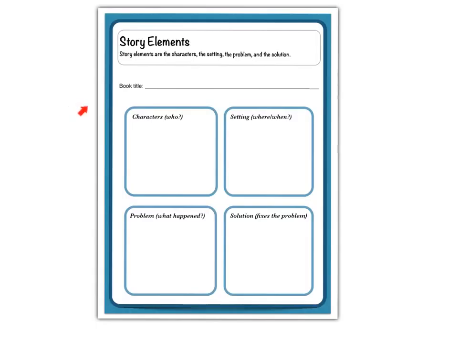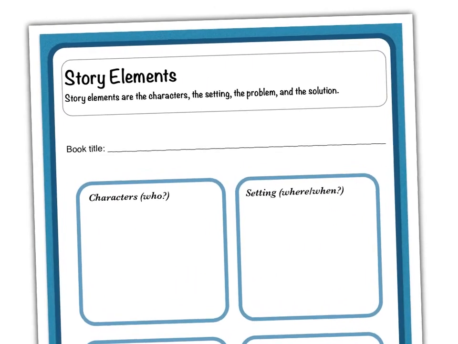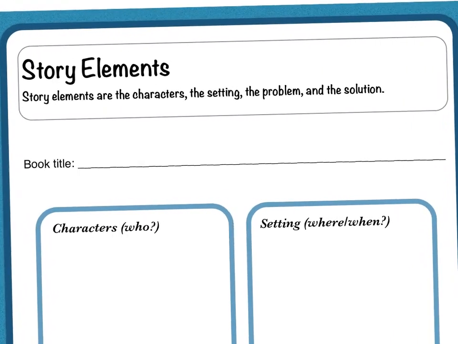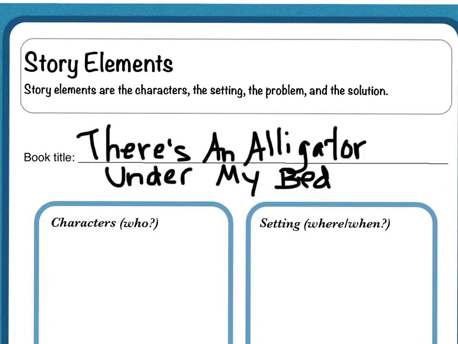At the top of the graphic organizer, there's a line to write the book title. There's a box for characters, for the setting, for the problem, and the solution. Let's start completing the graphic organizer by putting the book title at the top. The story we listened to was called There's an Alligator Under My Bed.